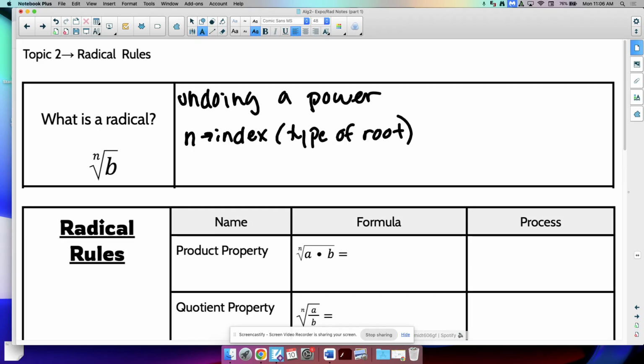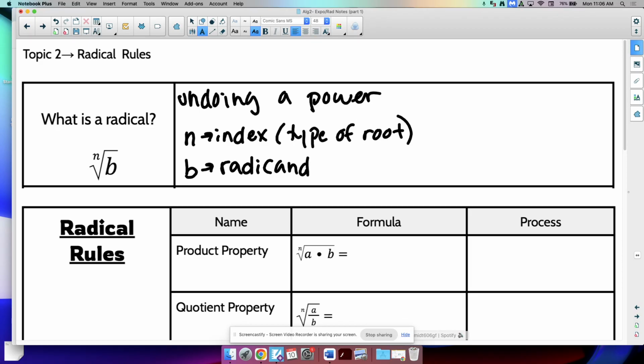So if you have a little 3 in that nook, that means it's a third root, so it undoes a third power. If you have a little 5 in there, that means it's a 5th root, it's undoing a 5th power. B is called the radicand. Whatever is underneath a radical is called a radicand. Just a heads up, if you ever see the radicand, it's just whatever's under the radical. The big thing for us is the index, because our index tells us what type of radical it is.